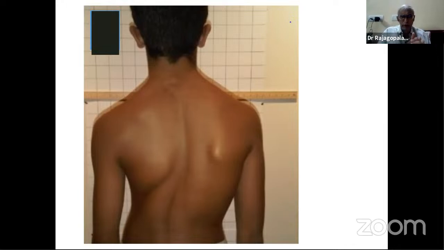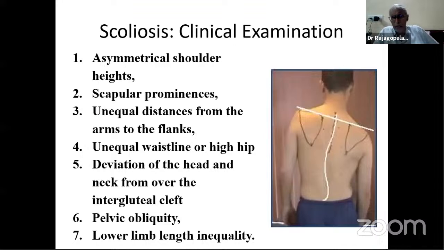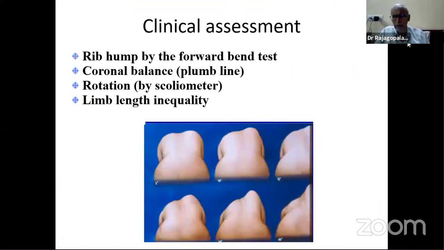The shoulder is not at the same level. The other thing you can see very clearly is, look at the arm, elbow, and the flank: the distance is increased. This is a very, very important thing. So let's see what are the things you must see. A diagrammatic one, where you can see.